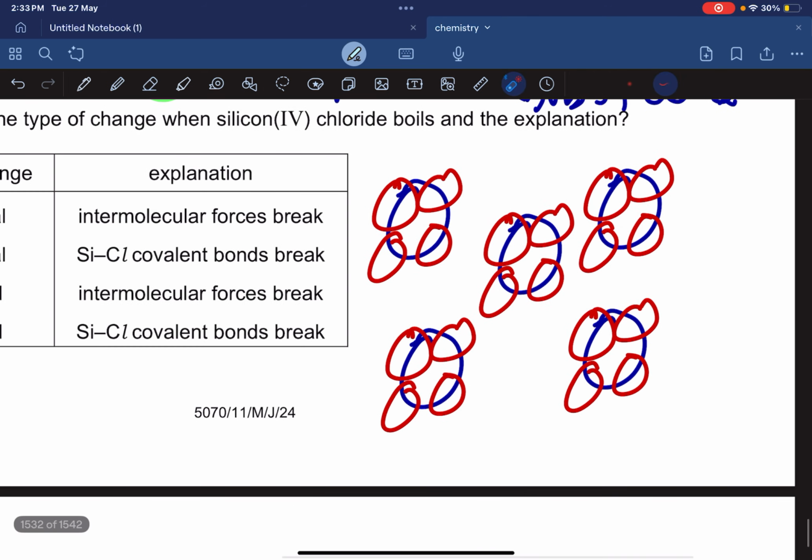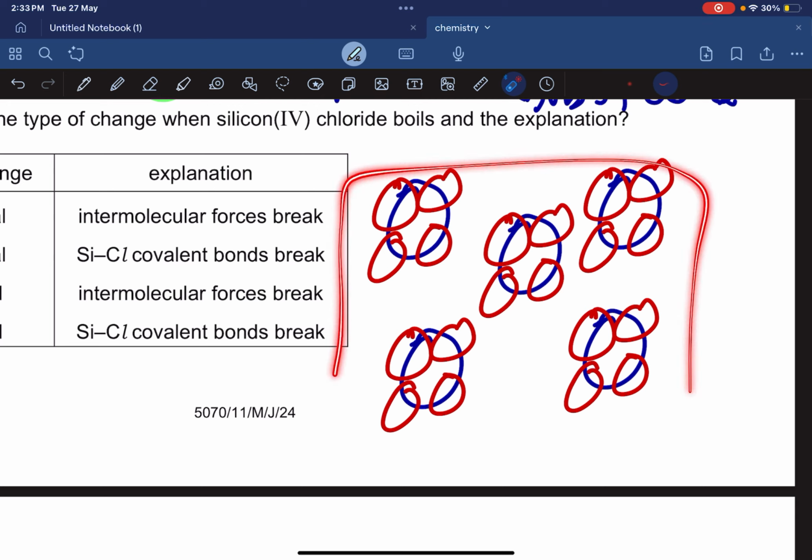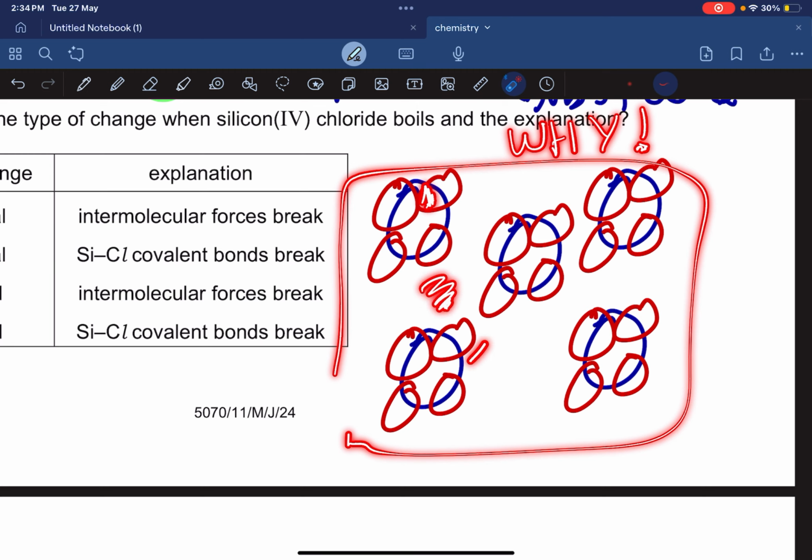Look over here, this is a covalent bond. Between silicon and chlorine you have a covalent bond, and that's something we are all sure about. But what is the problem? Why do you have a low melting and boiling point if you have strong covalent bonds? The problem is when you are melting this substance, you're not breaking these bonds. These bonds are not getting broken. What's getting broken is these forces. These are connected to each other.